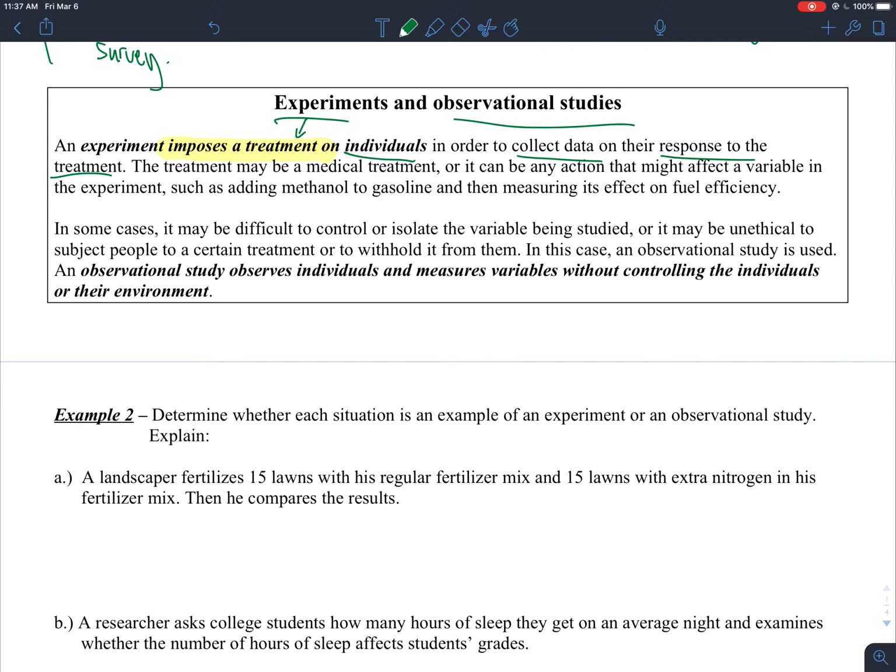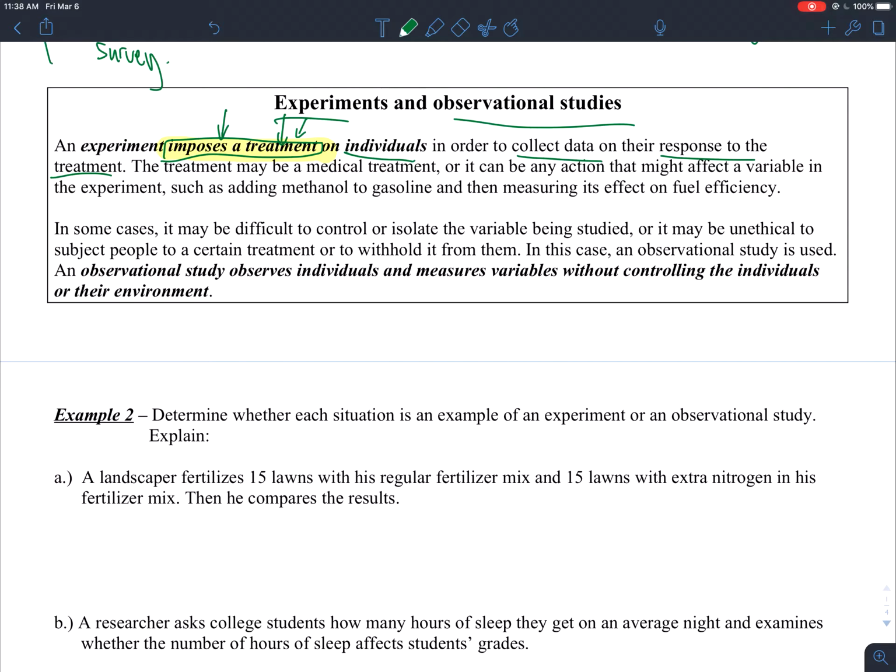So, in any case, just think about this. An experiment imposes a treatment. If you can't see that there's a treatment being imposed, and imposed means I force you to do it, you don't have a choice, okay? It's not voluntary. So, imposing a treatment, right? If I can't identify that that's happening, it's not an experiment, now it's an observational study.